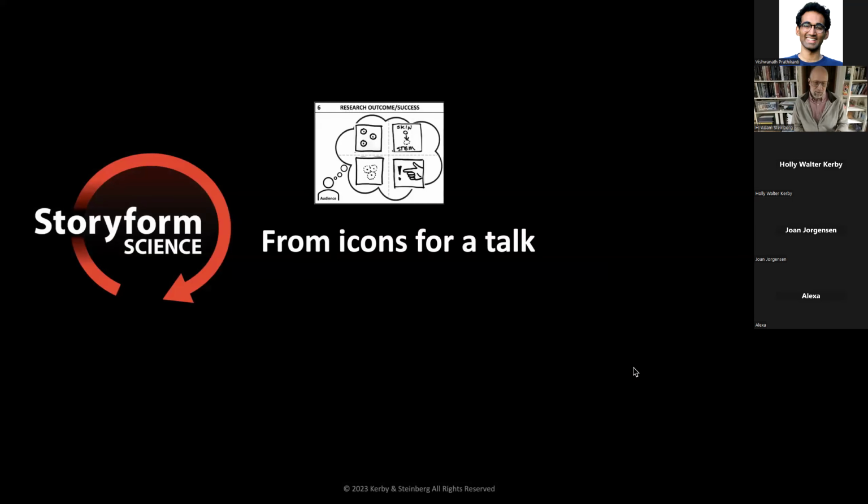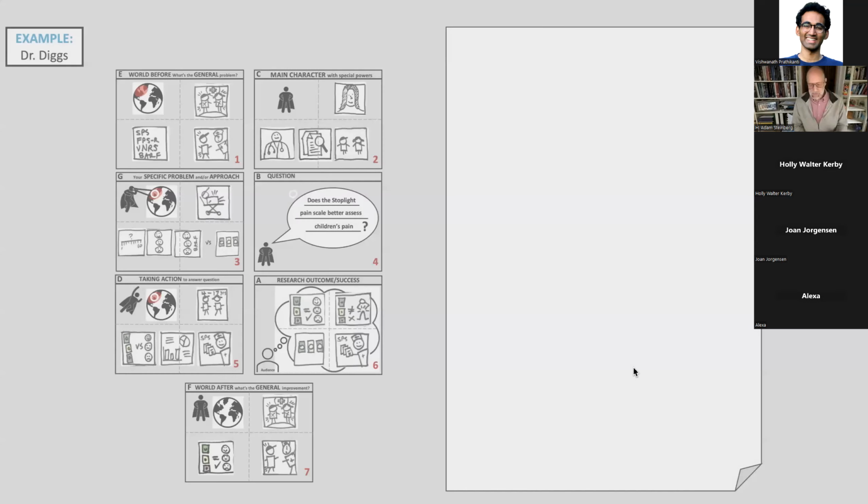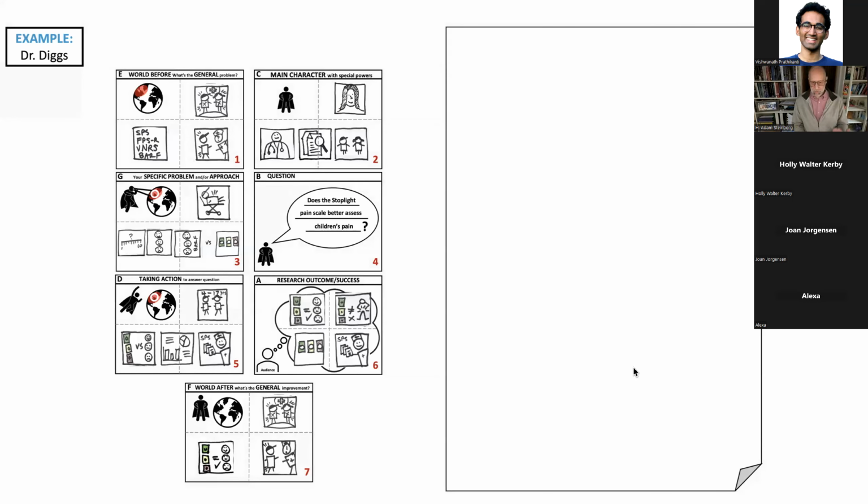So the question is, how do you take those icons that you created for your talk that Holly was talking about and move them over to a story graphic? And again, we've made this incredibly simple for you to participate in and understand and actually do. And so here's all your cards. These are cards that were done by Dr. Diggs. I use this method for pediatric doctors all the time.